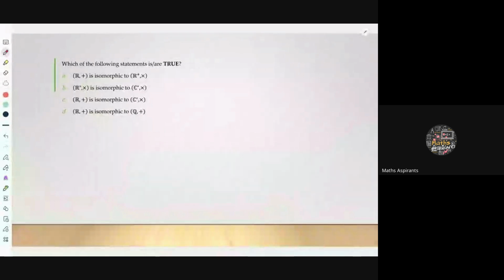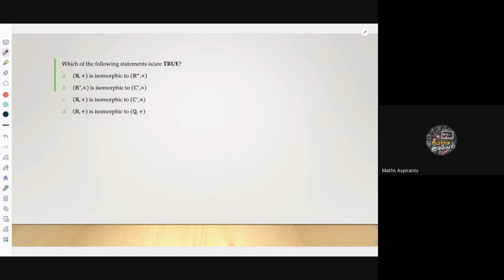Okay. So now next question. Which of the following statements are true? R plus, the first one, is basically the group of real numbers with respect to addition. R plus comma times is basically the group of positive reals with respect to multiplication. This is R star. Star is basically non-zero reals with multiplication. C star, non-zero complex numbers with multiplication. And Q plus is the set of rationals with addition.